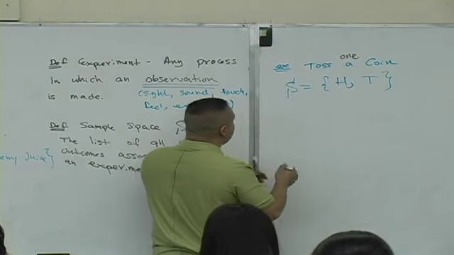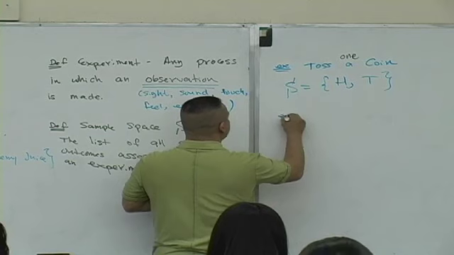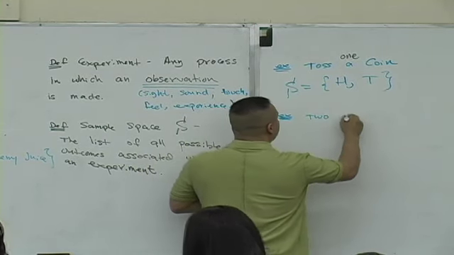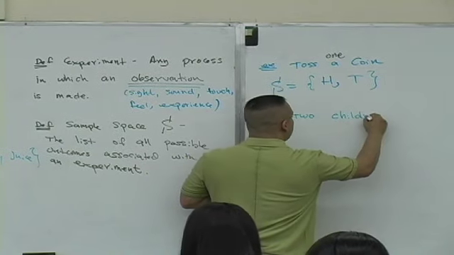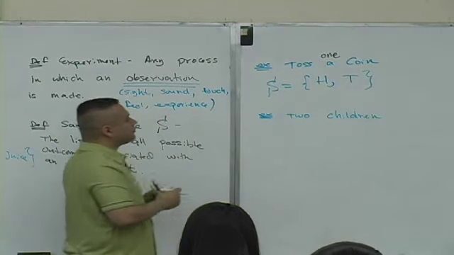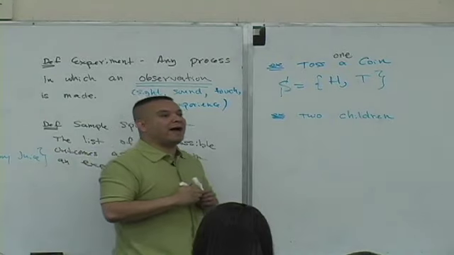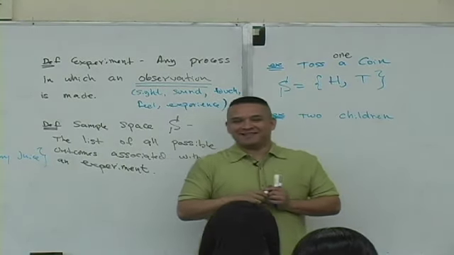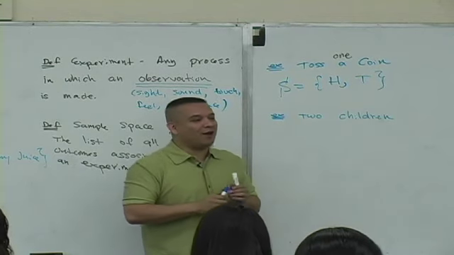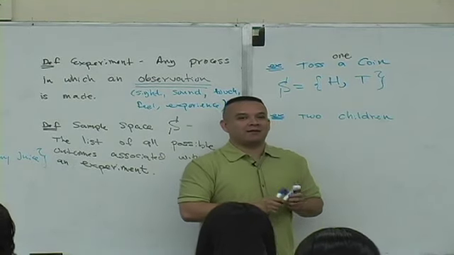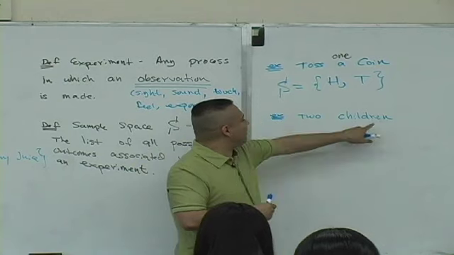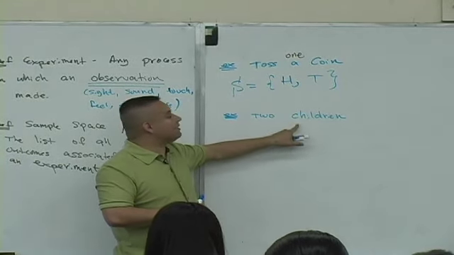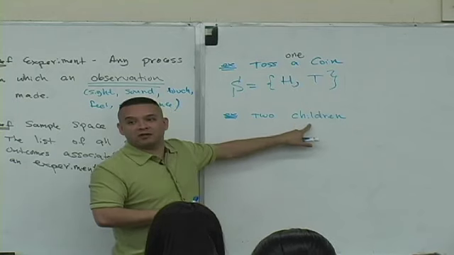Just to let you know, what if you said you want to have two children? Two children. That can be thought of as an experiment, only in the following sense. Those people that have children, you guys laugh. But it's thought of as an experiment in the sense that you're talking about the sexes of the children.